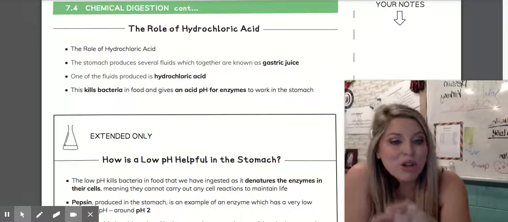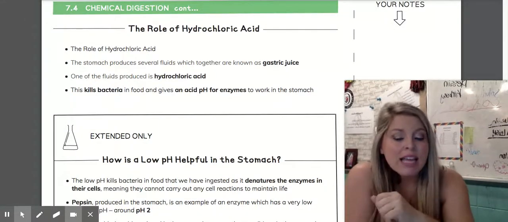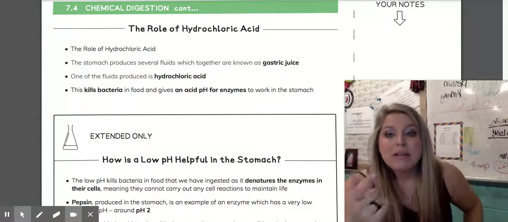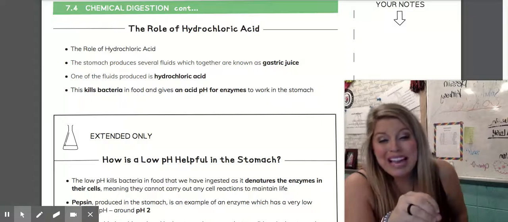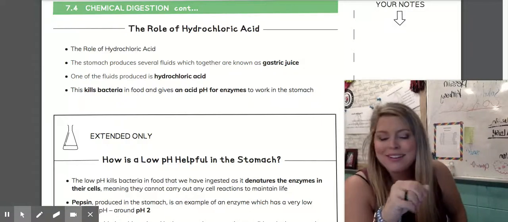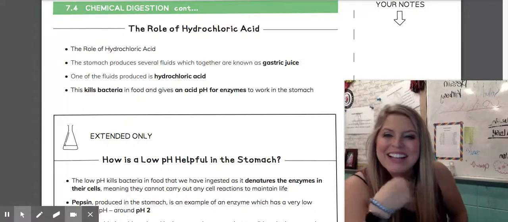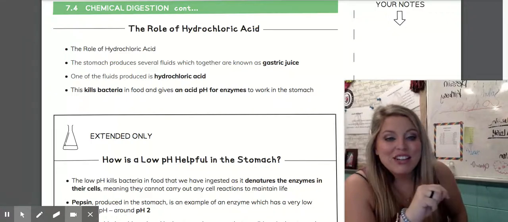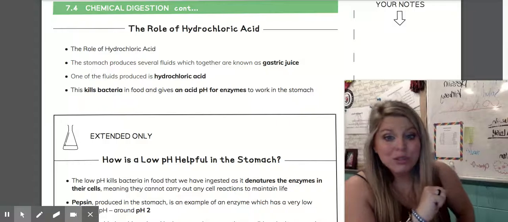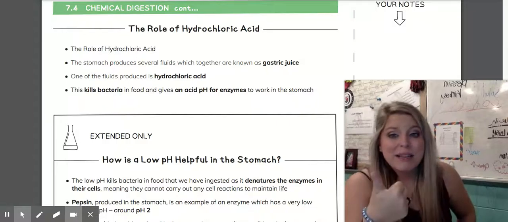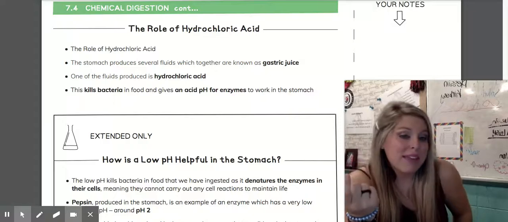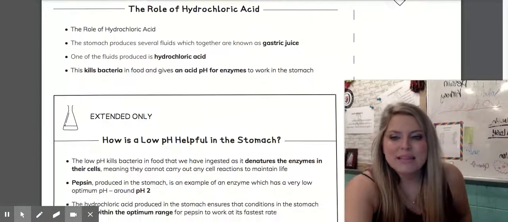Okay, let's look at the role of hydrochloric acid really quickly, because this is going to be what's found in the stomach. So the stomach produces several fluids that we call gastric juices. Always fun to talk about that. Love the juices. All right, one of the fluids produced in your gastric juice lineup is hydrochloric acid. This helps kill bacteria and gives a very acidic pH for the enzymes to work in the stomach that they like to be more acidic.